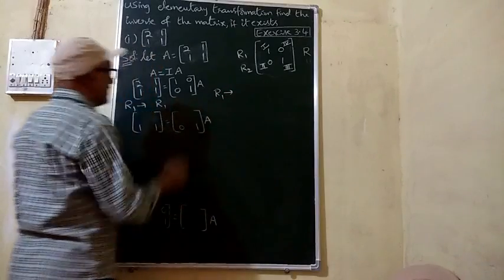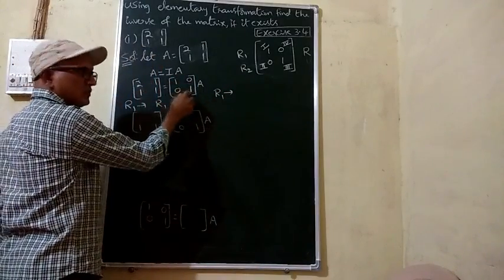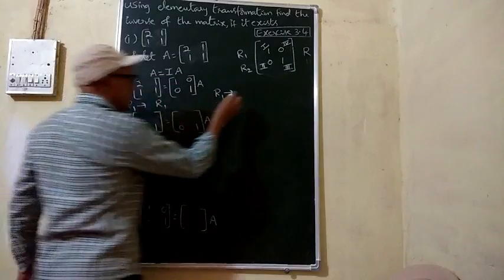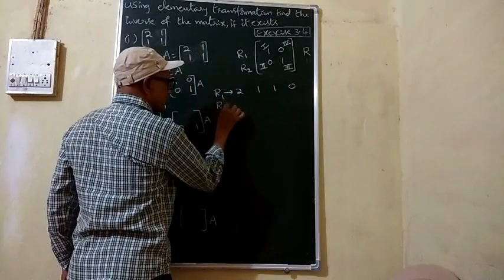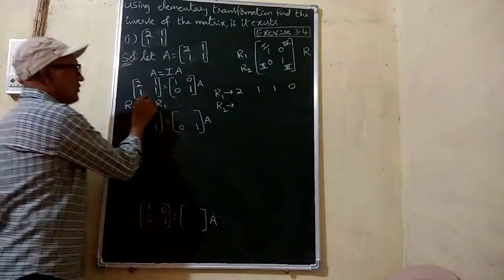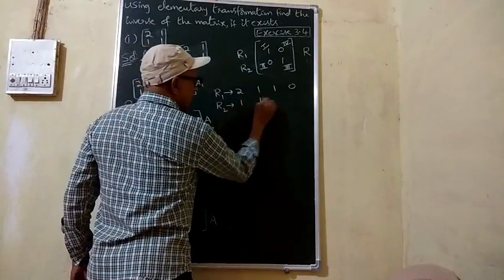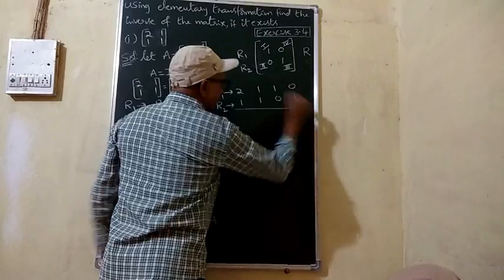R1. What are the elements in R1? 2, 1, 1, 0. R1 elements are 2, 1, 1, 0. What are the elements in R2? 1, 1, 0, 1.